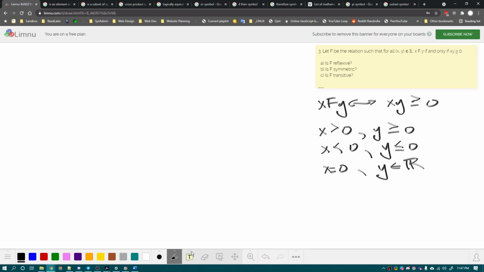There we go. Because it turns out that when x is equal to 0, y can be positive or negative, and that would be important later on in this problem. Okay, so now let's start answering some questions.